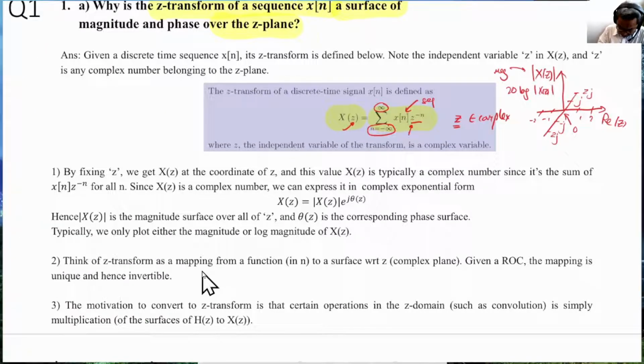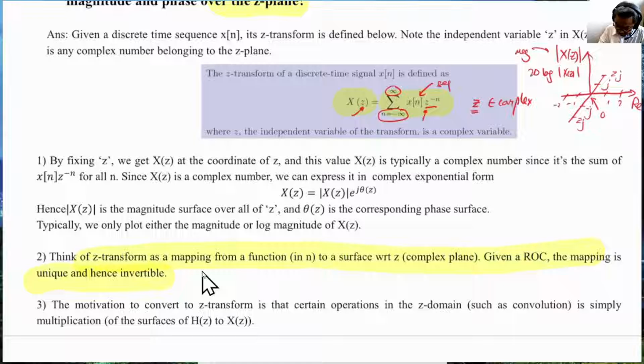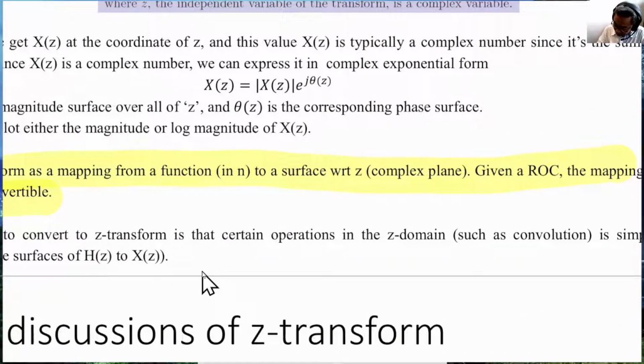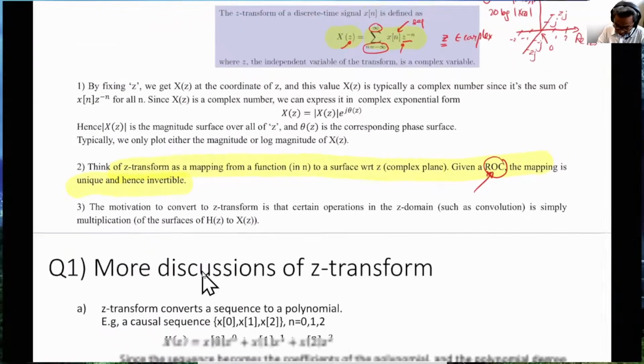So this is what we have just said. It is a mapping from a function in n to a function in z. And you will need to consider which set of z will make the series converge. This set of z has a special name, which is called the region of convergence.